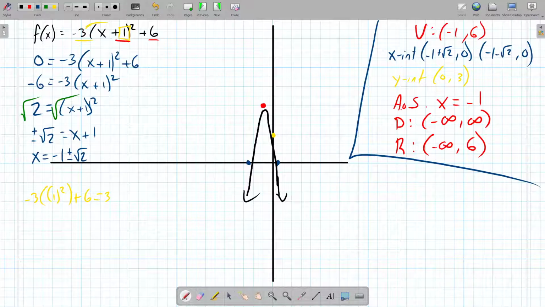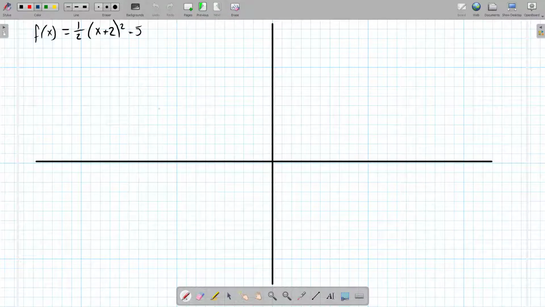Alright, we have one more example that we're going to look at. And we're going to do it the same exact way. So I'm going to start with the vertex: the opposite sign of the number on the inside of the parenthesis, so negative 2, and then the number on the outside of the parenthesis, negative 5. We can go ahead and plot that, negative 2, negative 5. Perfect.